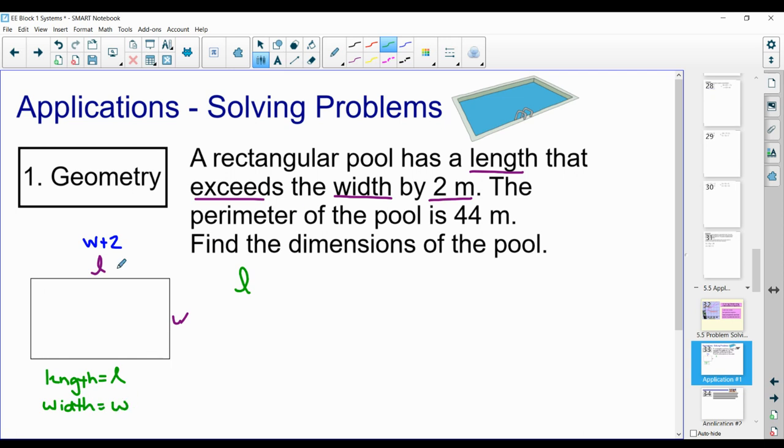And then we can set up our formula. So we have length equaling width plus 2. So that's our first equation, width plus 2. And I'm going to label these equations as I go. So length is width plus 2. And let's read further in.